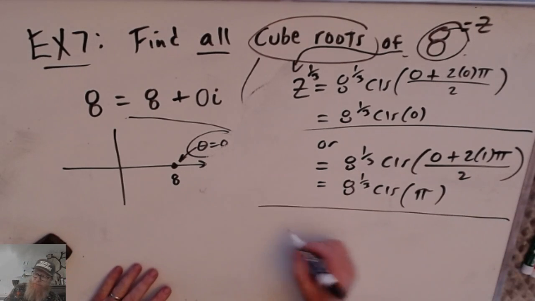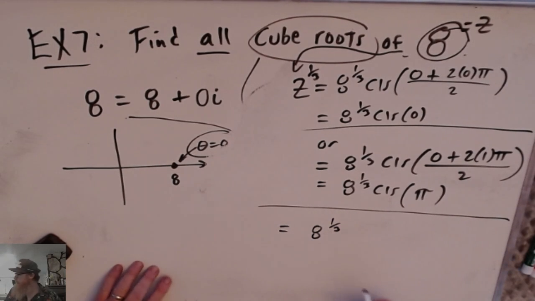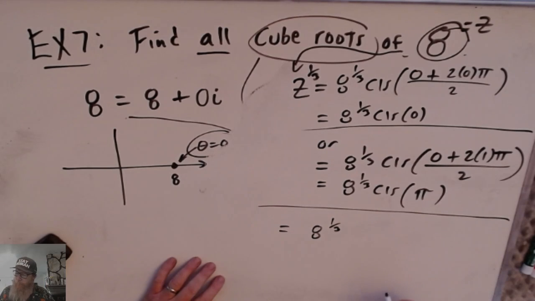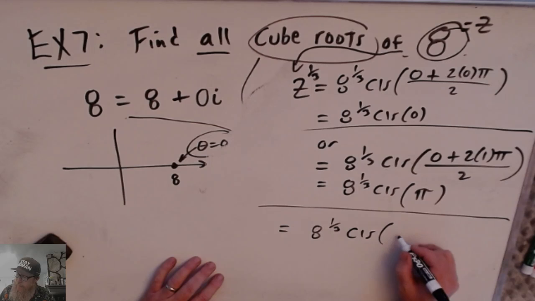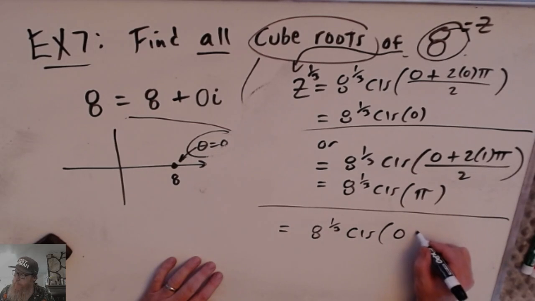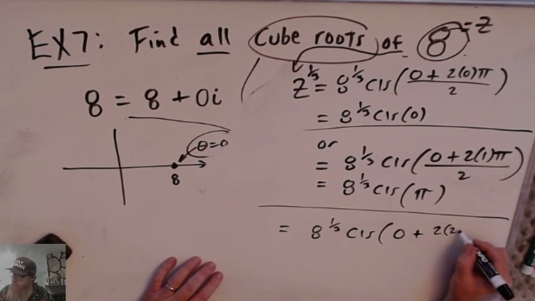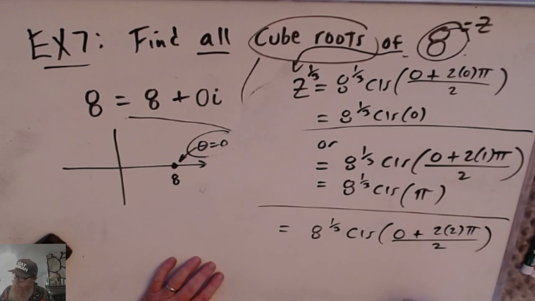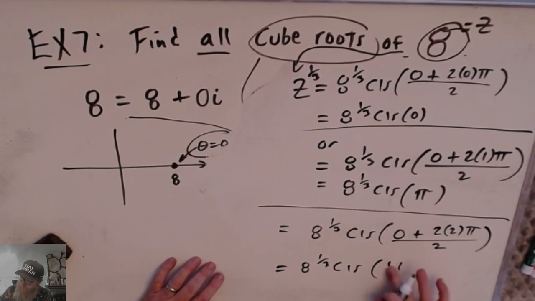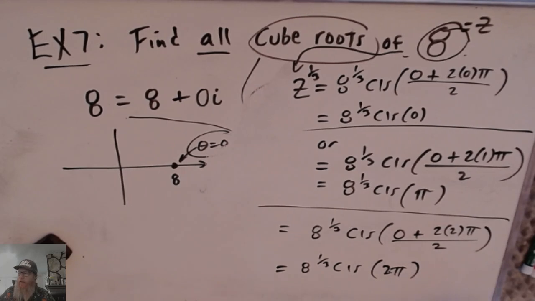And then the last one, 8 to the 1/3 cis 0 plus 2 times 2 pi over 2. That's weird. Something funny happened. I might have to stop the tape. Something funny happened. That's not right.